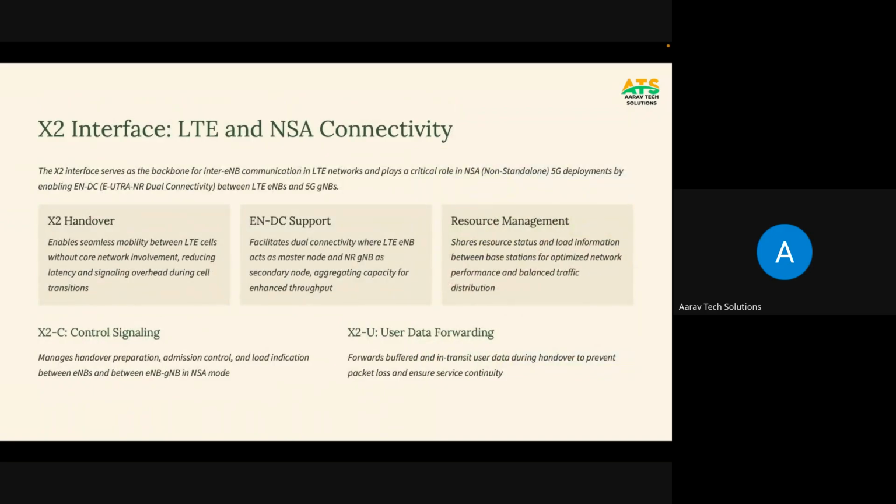Last but not the least, it is the X2 interface, which is used in LTE as well and for the NSA deployment as well. So basically, the X2 interface is used for inter-eNodeB communication in LTE and between eNodeB and gNodeB in the NSA mode. NSA, we talked about, is the non-standalone architecture in which both technologies, 4G and 5G, are being used. So to communicate from LTE to 5G, eNodeB to gNodeB, this interface is being used, which is called X2.